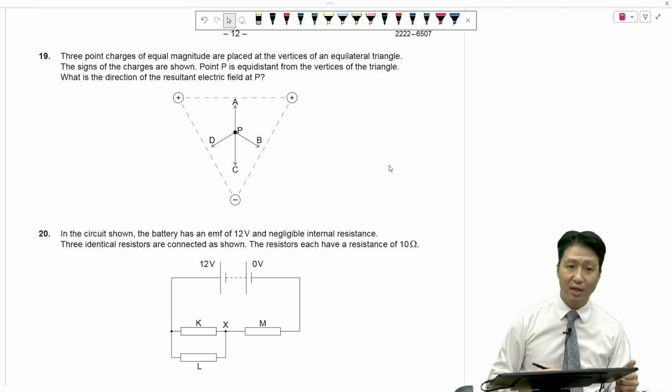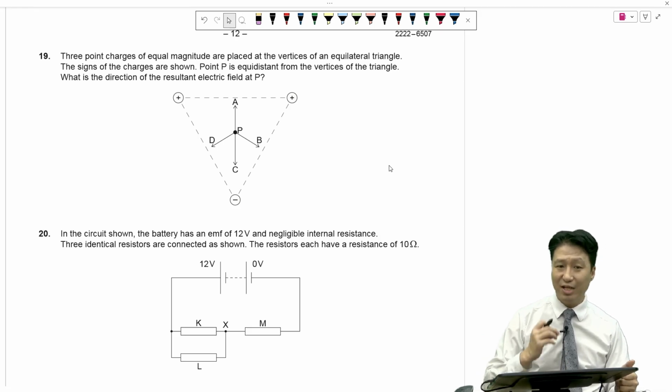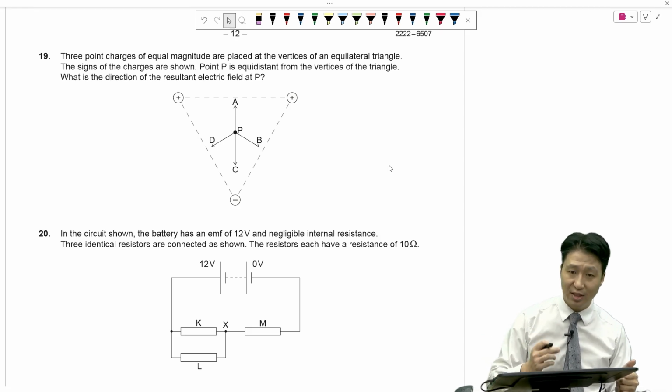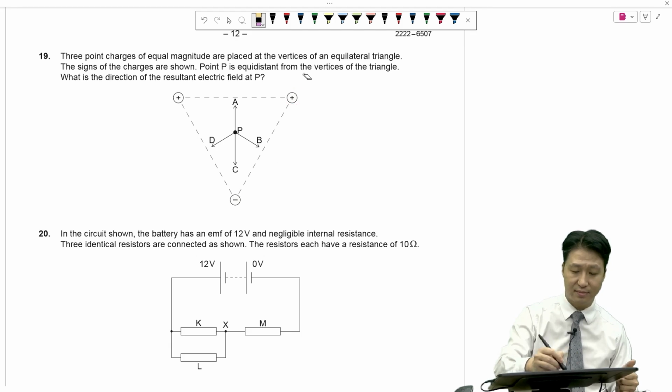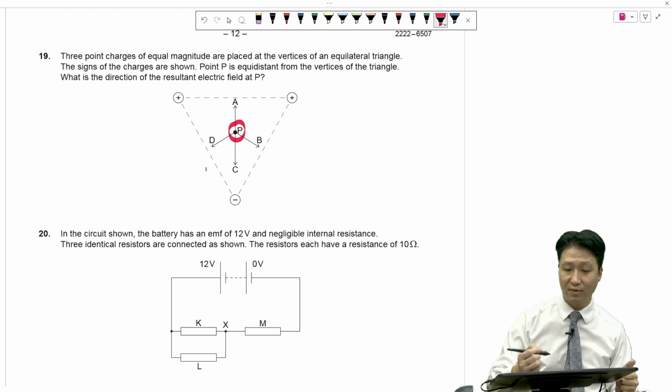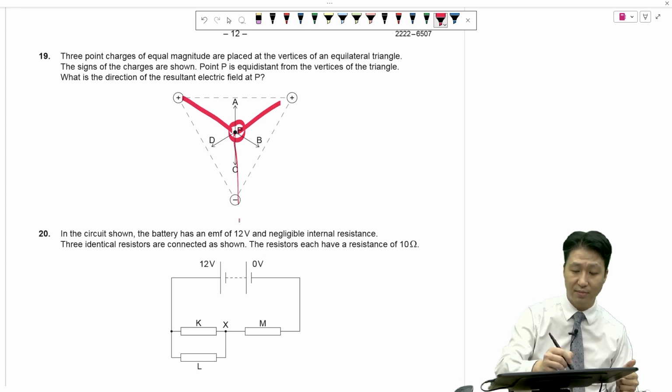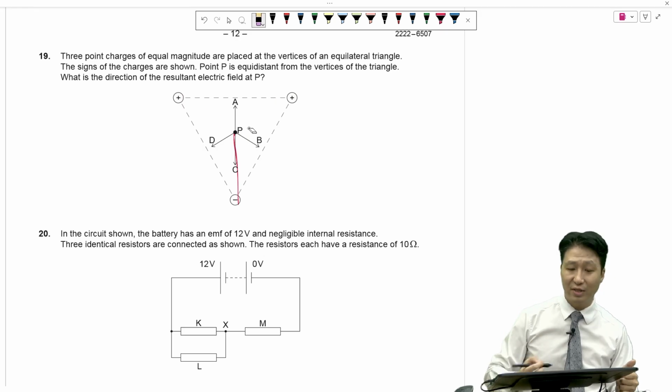Question 19. 3 point charges of equal magnitude are placed at the vertices of an equilateral triangle. The signs of the charges are shown. There is positive, positive, and negative. Point P here is equidistant from the vertices of the triangle, so all these distances are the same. What is the direction of the resultant electric field at P?